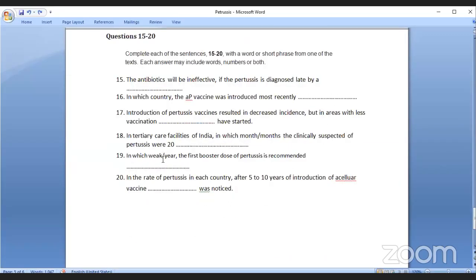So in which week or year is the first booster dose of pertussis recommended? In which text can you find it? You will not find all the questions difficult. Some questions would be difficult, some will be easy.